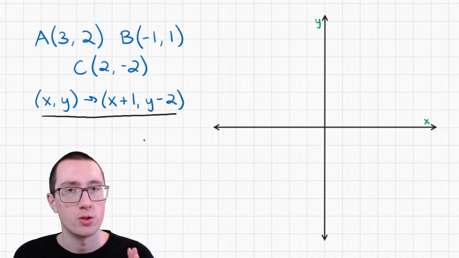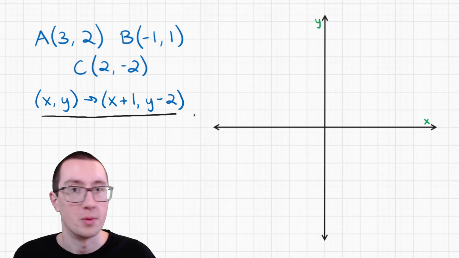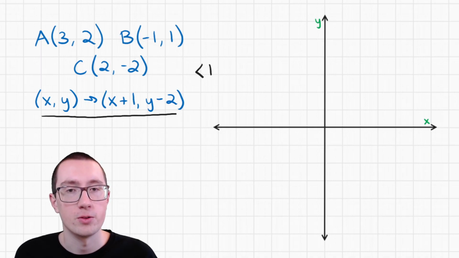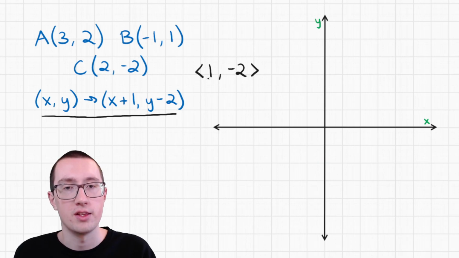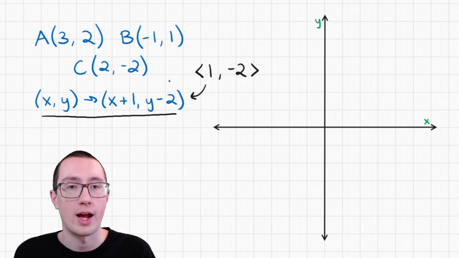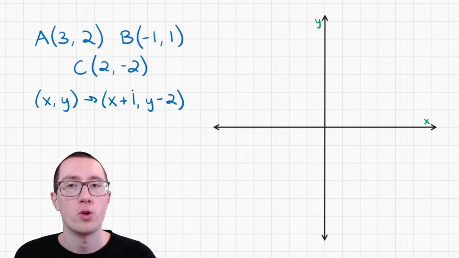Or another way that your translation problems might be worded is it might put it in vector form. So the problem might look like this. It'll have these vector symbols, and then it'll say 1, -2. So if you see something like this, it just means the same thing as this. We're adding 1 to x and subtracting 2 from y. So we need to start by plotting the points of our triangle.